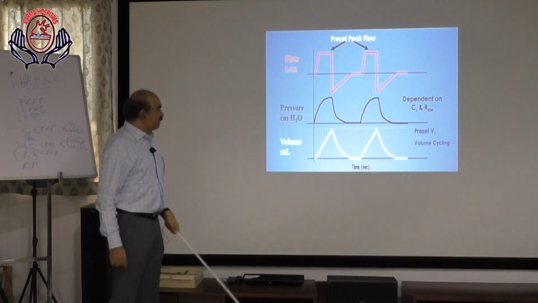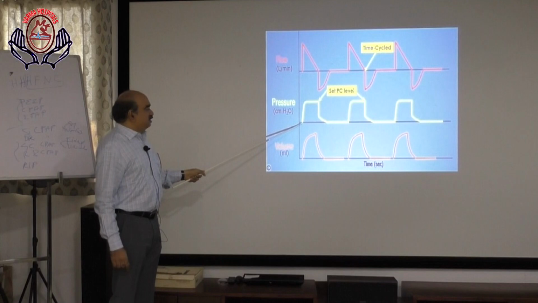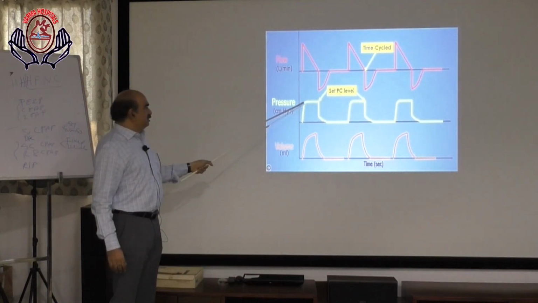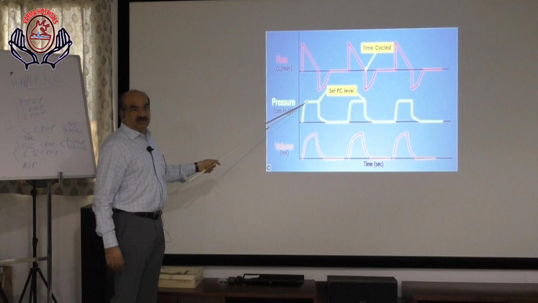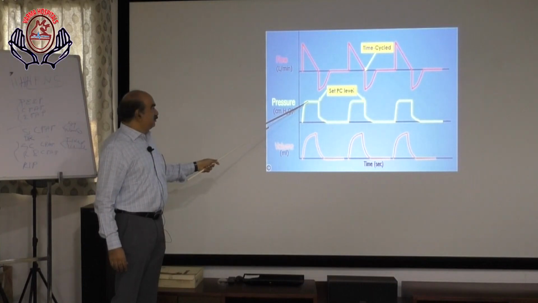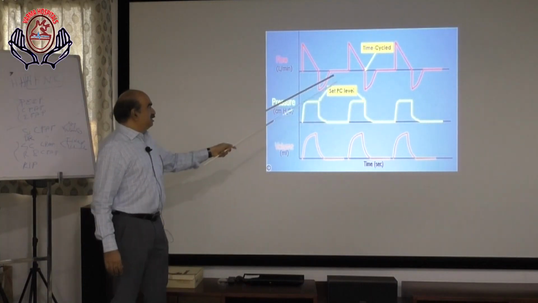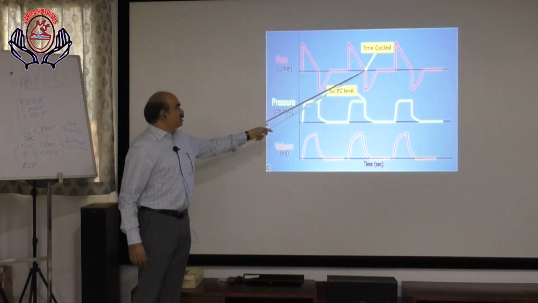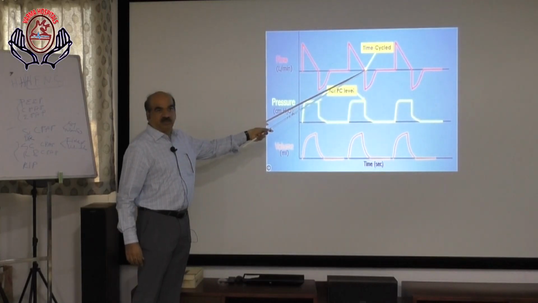Okay. Again, patient or machine? Machine means time triggered. And control? Pressure control. Okay. Cycle, again time cycle. It means inspiration ends at a set time, set inspiration time.